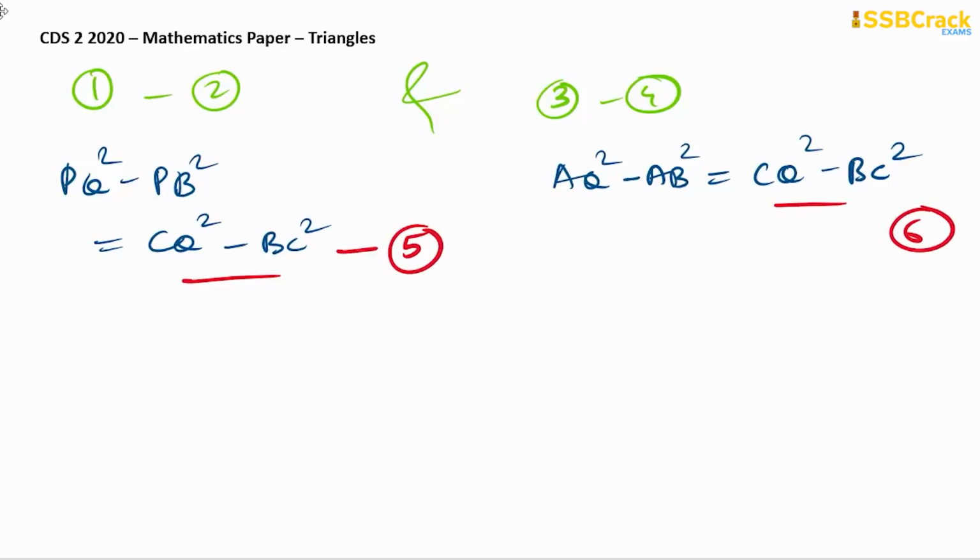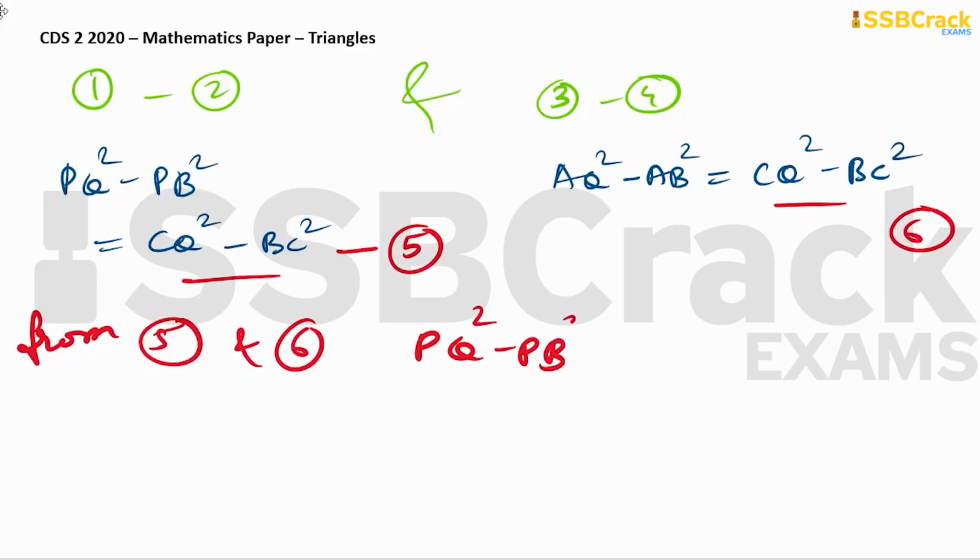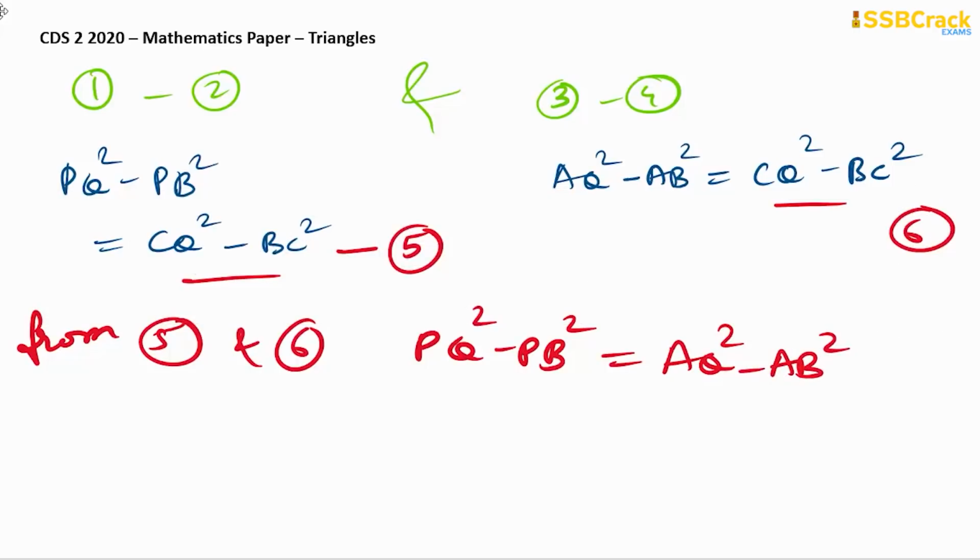So we know the right hand sides of 5 and 6 are the same. So from 5 and 6 I can write the left hand sides as the same, that is PQ square minus PB square is the same as AQ square minus AB square. So this was all about observation, nothing much to learn. You have to closely observe and just do the basic simplification for the Pythagoras statement. So here we could see that PQ square plus AB square equals AQ square plus PB square.